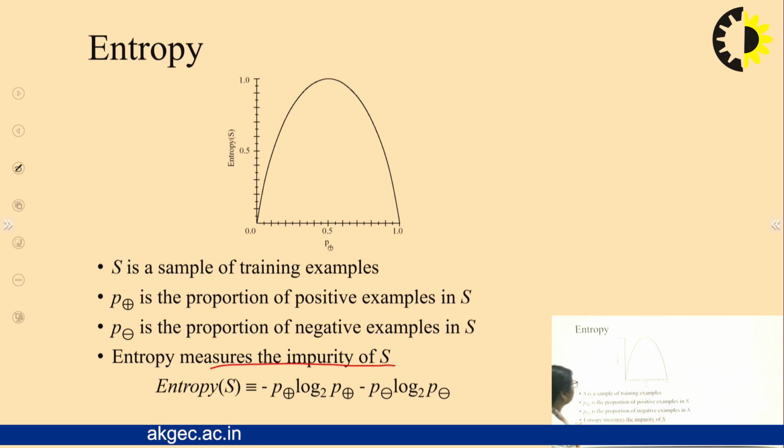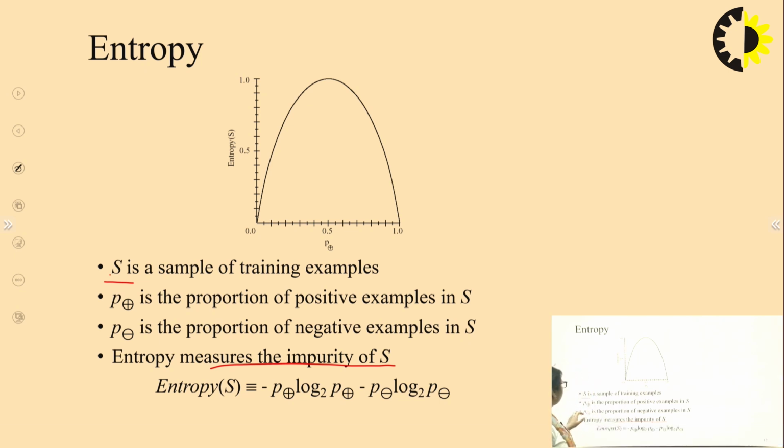So let us take S as the sample of training examples. S is the set of training examples. P positive is the proportion of positive examples in S. P negative is the proportion of negative examples in S. Then entropy will be minus P positive times log of P positive to the base 2, minus P negative times log of P negative to the base 2. So this is the impurity of our total set.